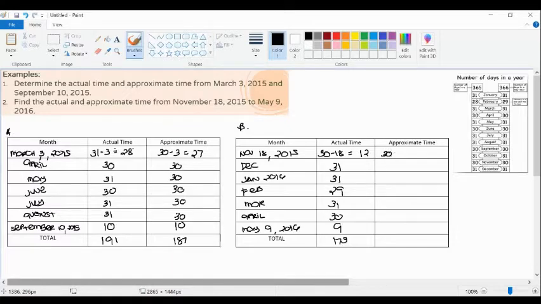For the approximate time, remember, we always use 30, regardless if it is a leap year or not. Okay, so 30 minus 18, that is 12. Then 30, 30, 30, 30, 30, and lastly, 9. So getting the sum of this, it will give us an answer of 171. Okay? So therefore, there are 173 days in actual time, while 171 days in approximate time.